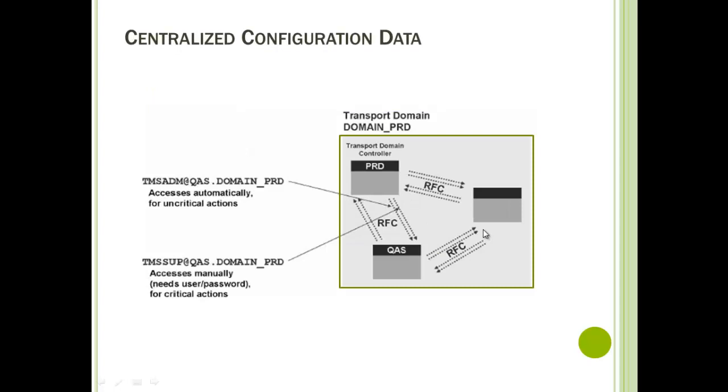And the communication between the specific transport domains is done using remote function calls, that is RFCs. So RFC communication is required between each system which is connected to the particular transport controller, or within the same transport domain. The communication between each system happens through this RFC, meaning to say the configuration settings are transferred using the RFCs.